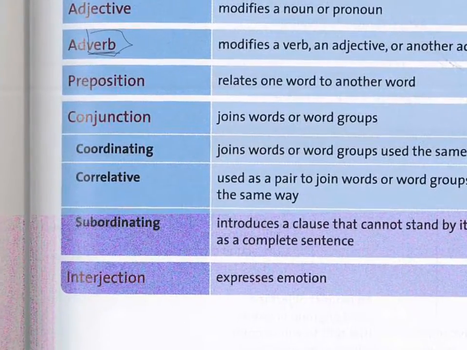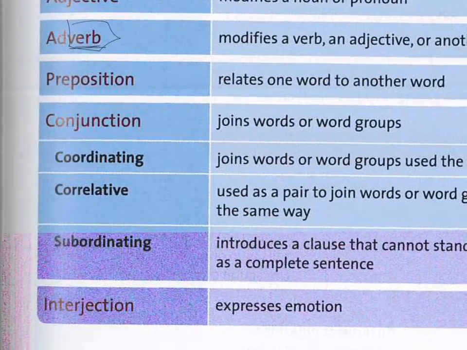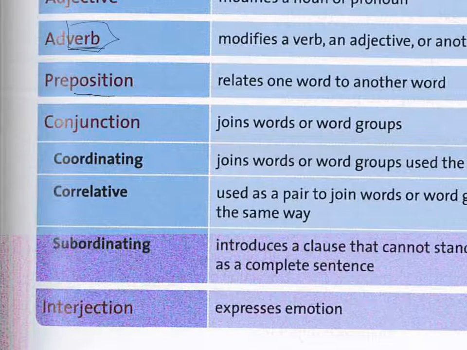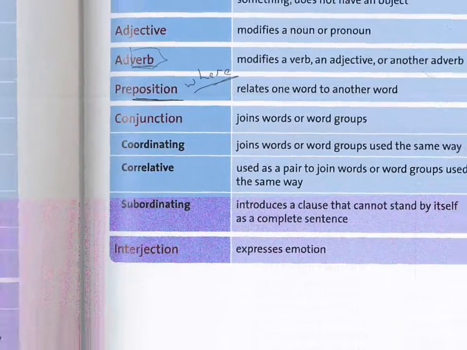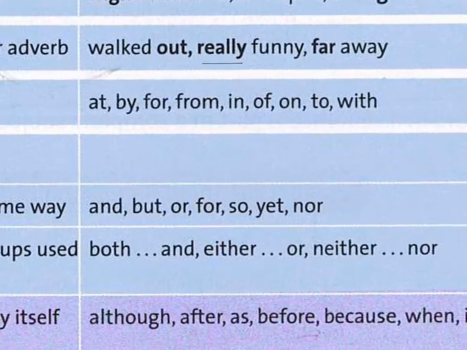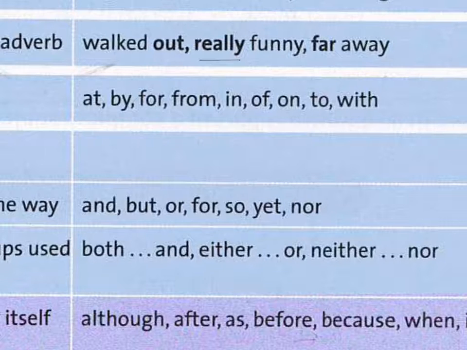Then we have what's called a preposition. And if you look at the word preposition, see the word position. So having to do with where. Many prepositions have to do with where. Not all, but it's a good place to start with understanding what that is. Here it says a preposition relates or connects one word to another word. So at, by, for, from, in, of, on, to, with are common prepositions.